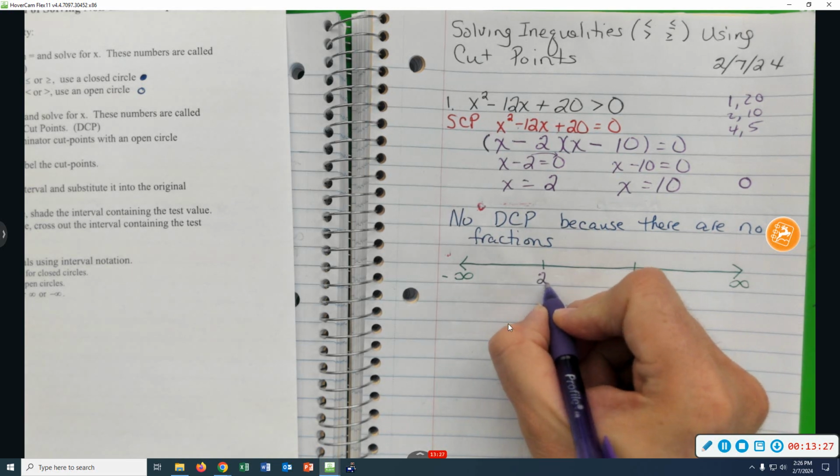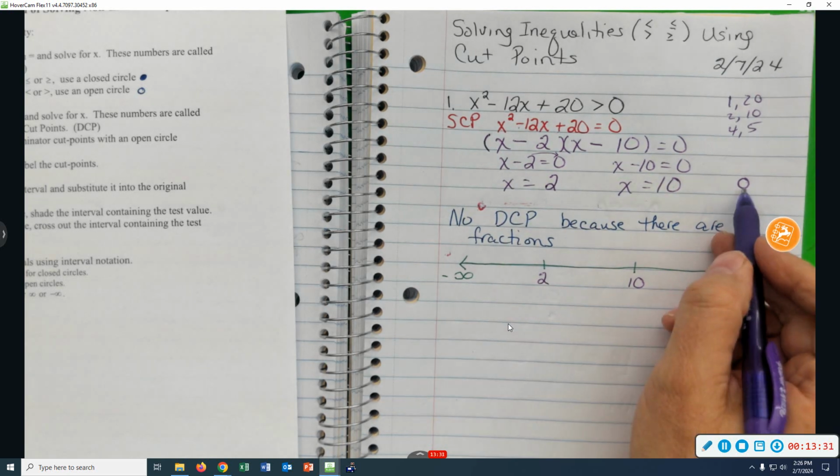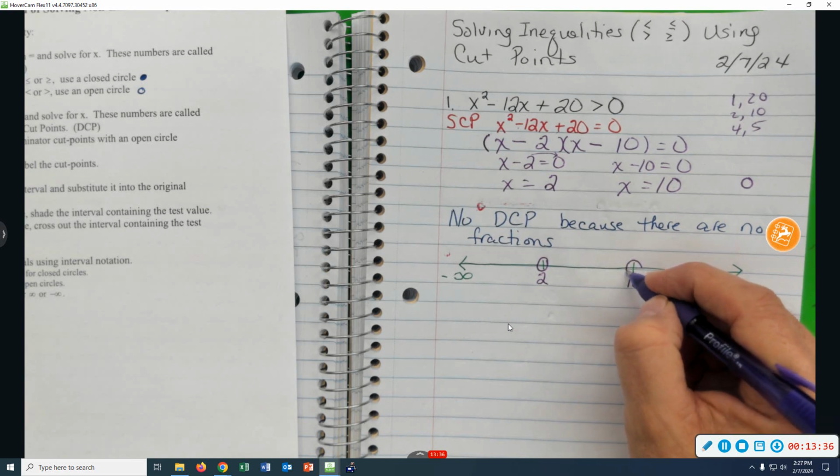Make sure you're putting them in numerical order. 2 should certainly be to the left of 10, with open circles. Open circle, open circle.